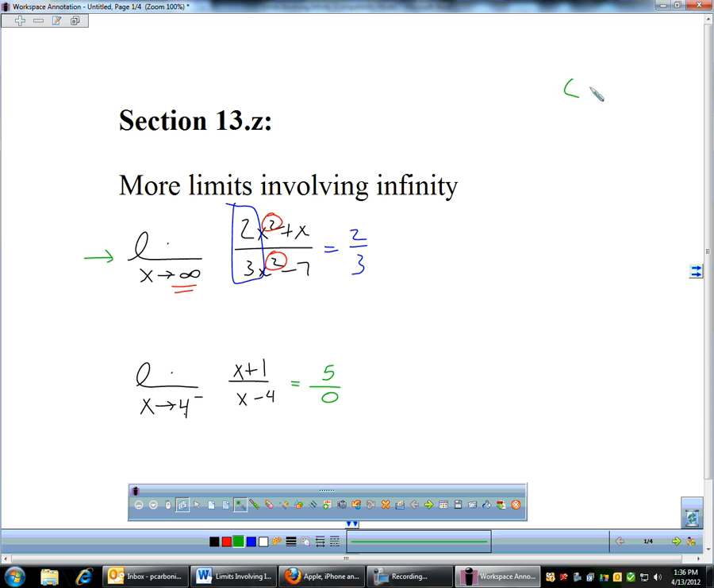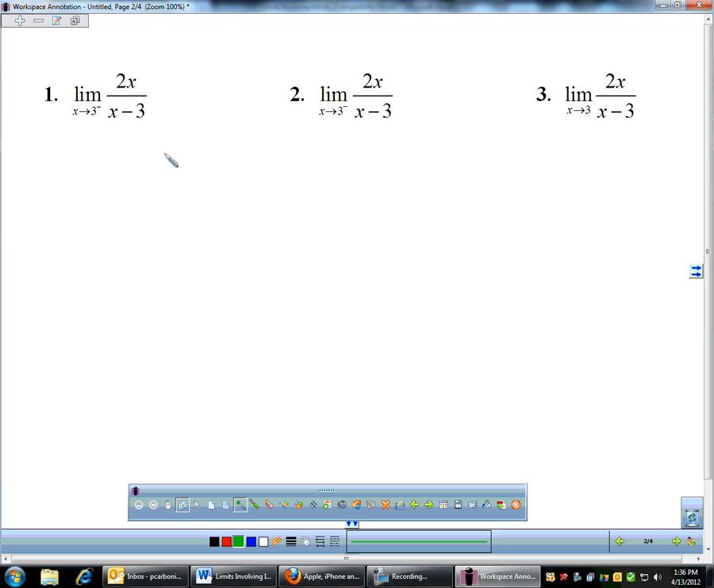Now, if I had 0 divided by 0, we've done those, where that means you have to factor and try to cancel. But a number divided by 0 could mean one of three things. This limit either approaches infinity, approaches negative infinity, or does not exist. And we have to decide which of those three it is. That's what we're going to try to figure out. So a number divided by 0 is going to be one of those three options. So the way we're going to figure that out, let's look at this one.